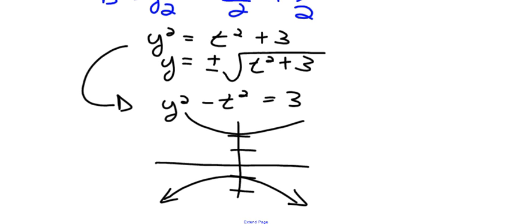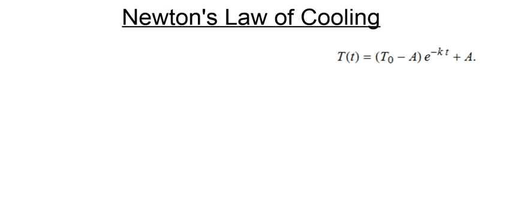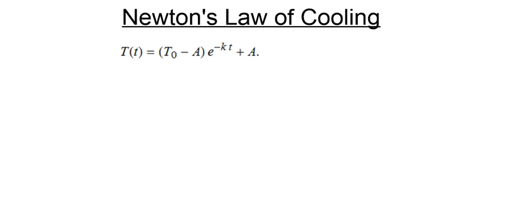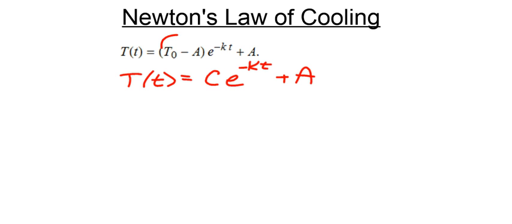But I want to add into this video the ones that we're not going to have on our Math Excel homework, but I'm going to give you out of the textbook. It's Newton's law of cooling. And we're given this equation here. Sometimes we may see this rewritten as C e to the negative kt plus A. This part of it in the parentheses is our C.